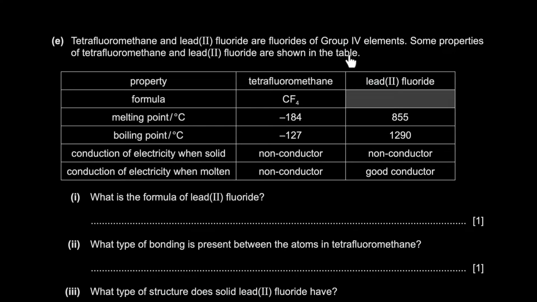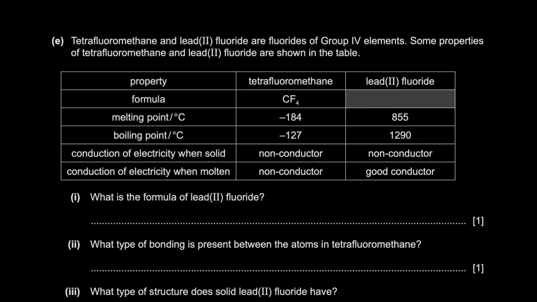Tetrafluoromethane and lead fluoride are group 4 compounds. Some properties of these compounds are shown in the table. So that's tetrafluoromethane and lead fluoride. There's no formula for lead fluoride, which is interesting. I think they'll ask us that. So no problem there. There we go. What is the formula of lead fluoride?